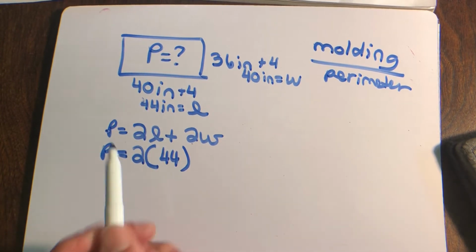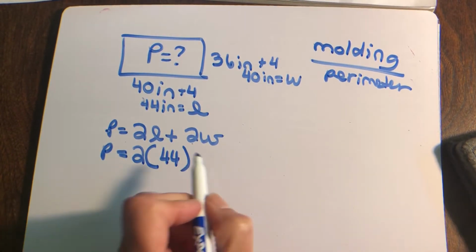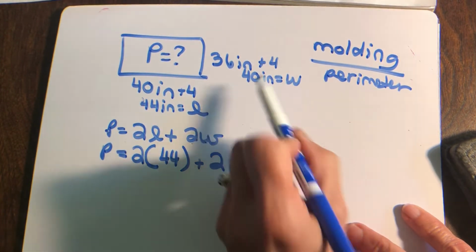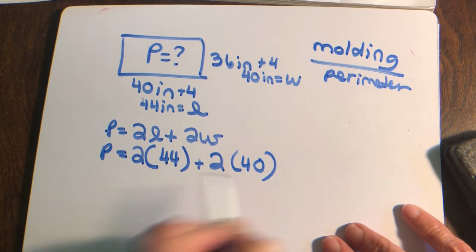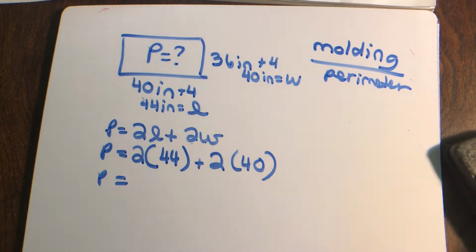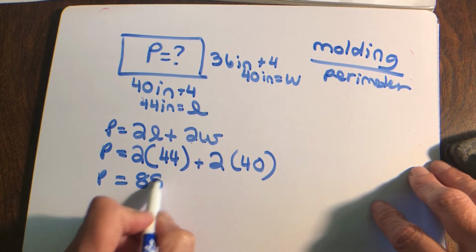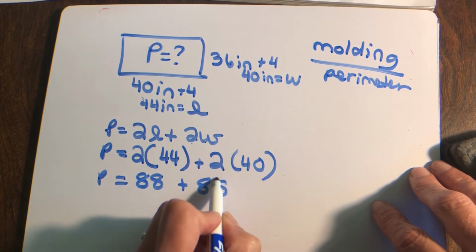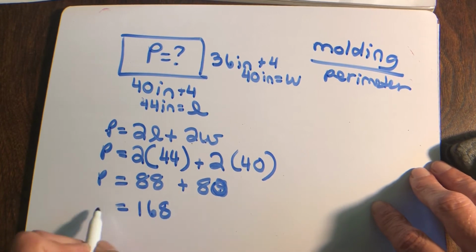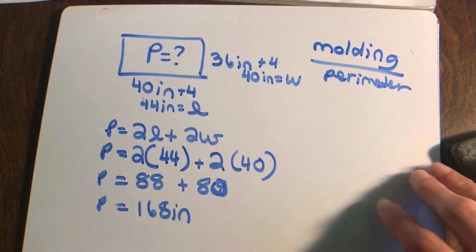I'm not even going to write the inches in right here because everything's in inches, so it's good. So 2 times W, which was 40. And then we can do that straight on the calculator. Or if you want to do it by hand, you'd get 88. It's 80. And then you would add that and you'd get 168 inches.